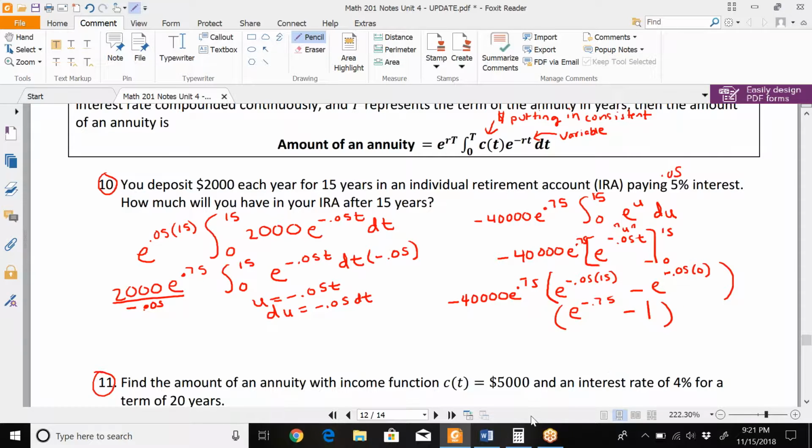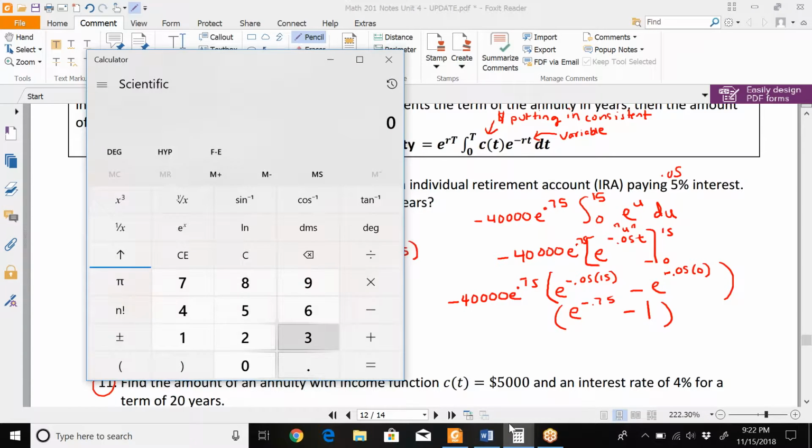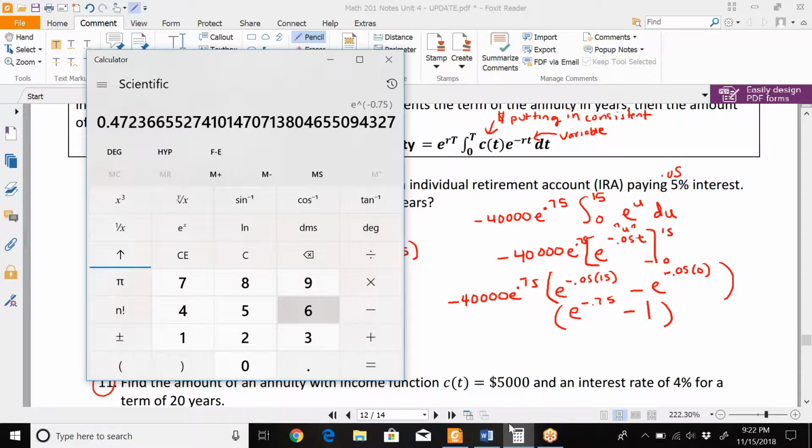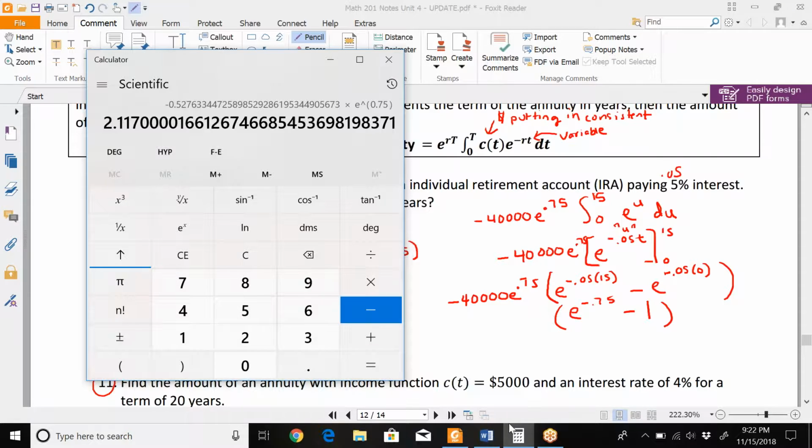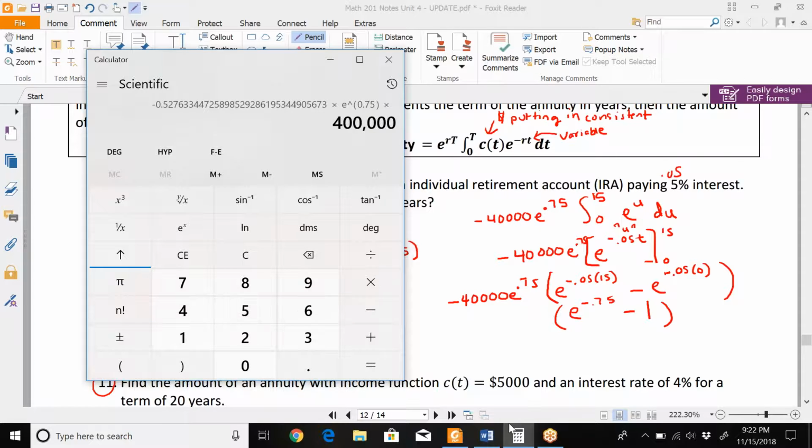So I need to work that out first and then times it by everything up front. So we have negative 0.75, and that's e to that. You may enter yours in first, just depends on your calculator, minus 1 times the e to the 0.75 on the front, and then times that by negative 40,000. Oop, too far. So that is $44,680.